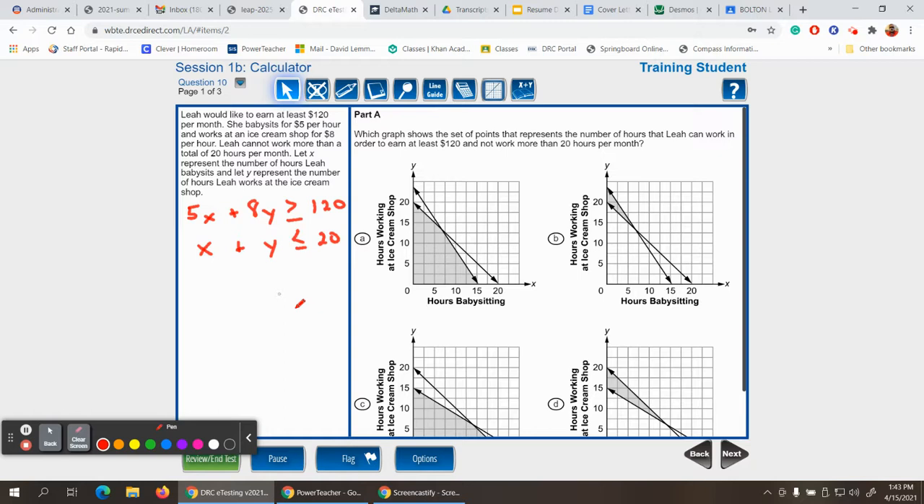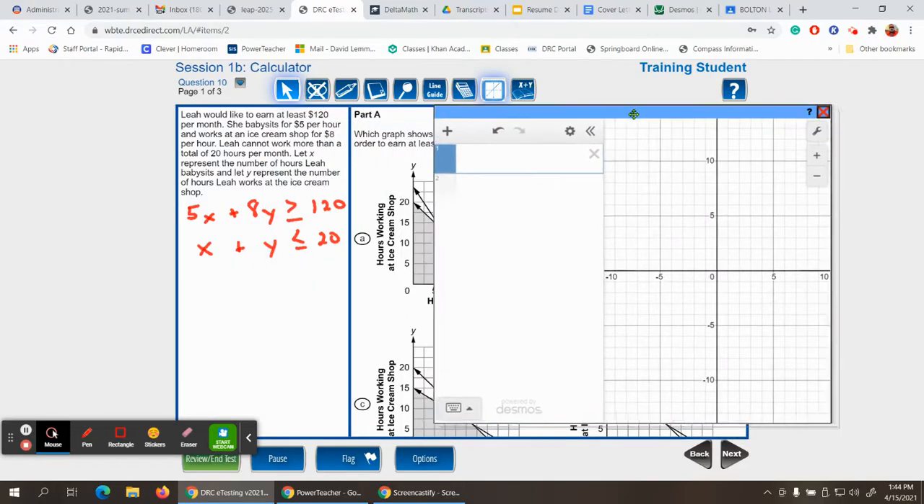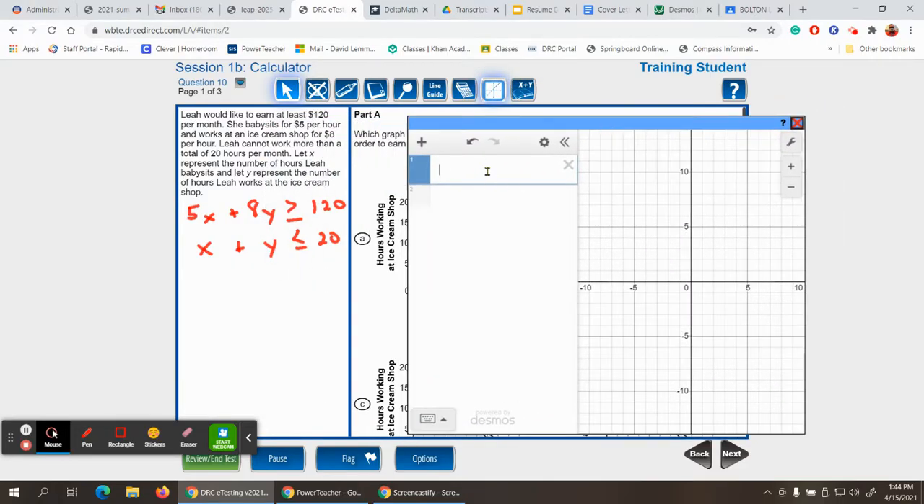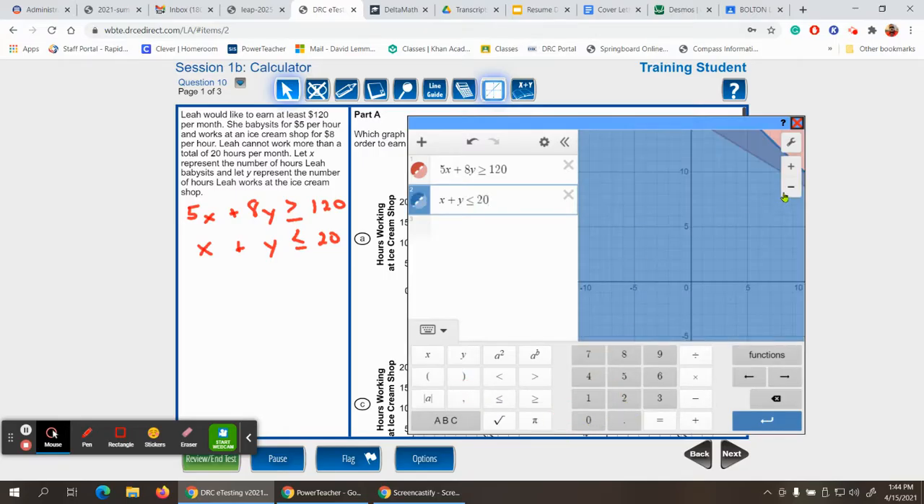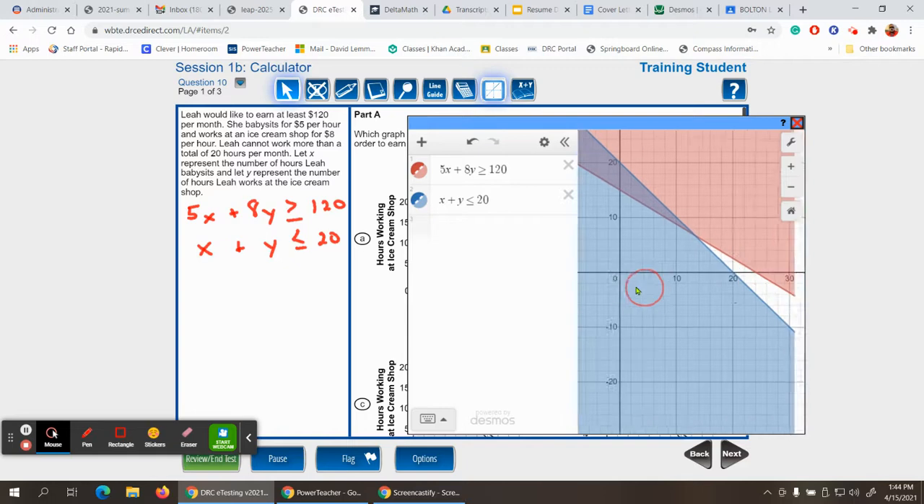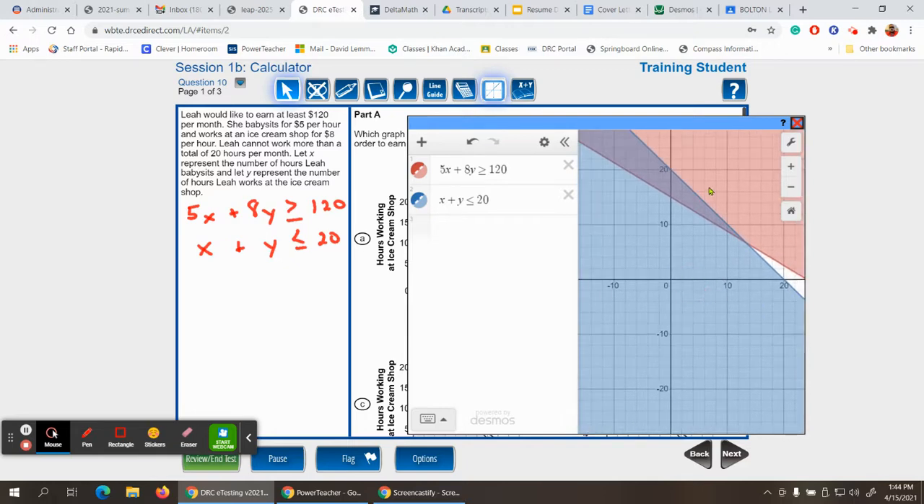All right. At this point, I can come up here and click Desmos. I enter in these equations that I got. So that's 5x plus 8y is greater than or equal to 120. All right. And then x plus y is less than or equal to 20. So here, zoom this out a little bit. Here is what it looks like. All right, so here is what my graph looks like.